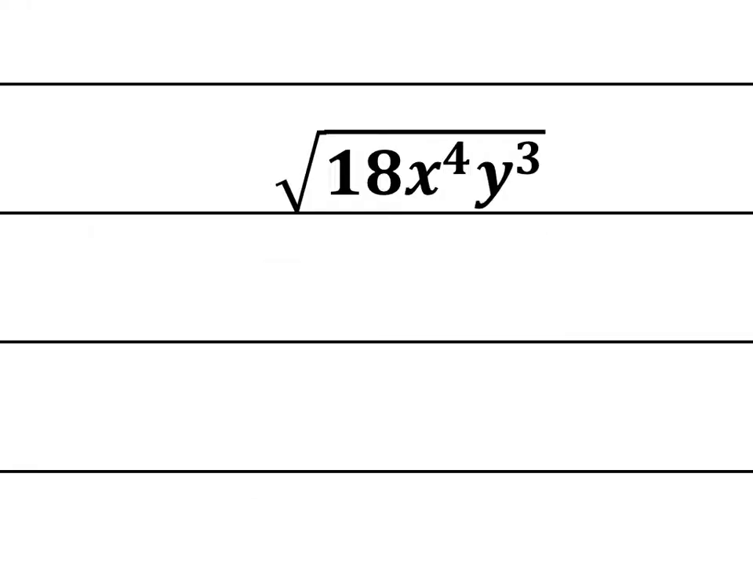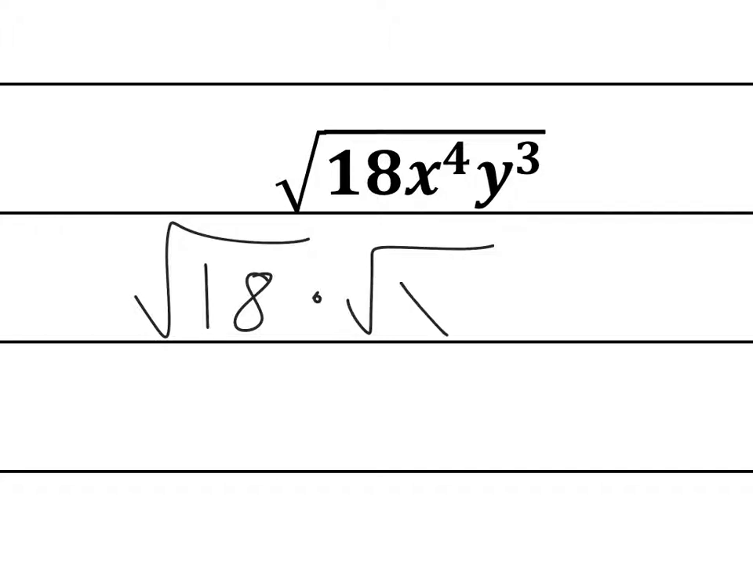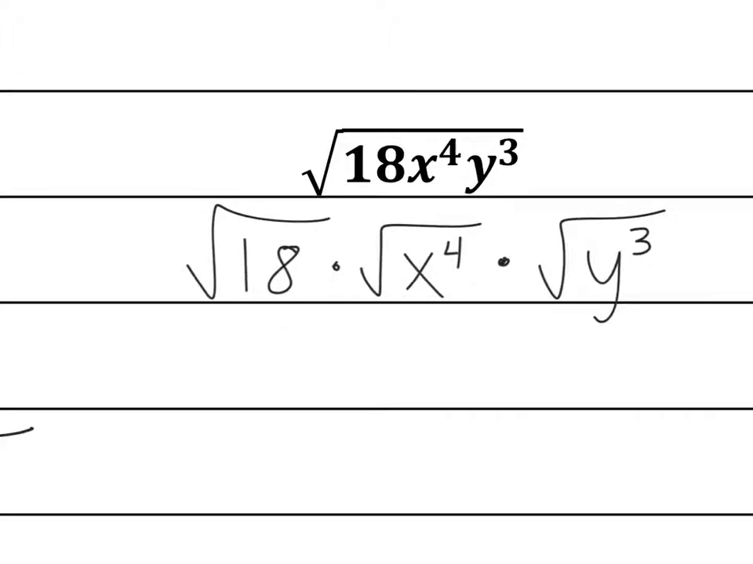Let's break it up into numbers and variables. So I'm going to do the square root of 18 times the square root of x to the 4th times the square root of y to the 3rd. One piece at a time. Let's start with the number. Tell the person closest to you, what's the largest possible perfect square that 18 can be divided by? It's 9. So we're going to break this one up into the square root of 9 times the square root of 2.